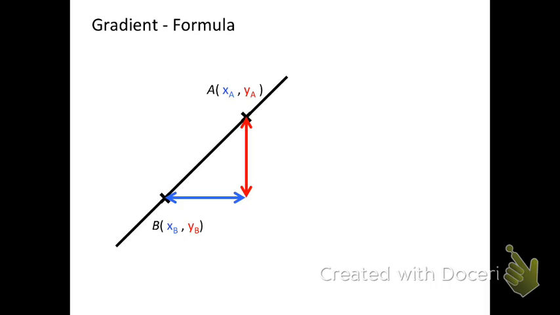Okay, so how do I calculate the gradient? So the gradient in that case would be a fraction, the red arrow, which is YA minus YB, over the blue arrow distance, XA minus XB. Once again, you realize that YA is over XA and YB is over XB. And that is how we calculate the gradient using the formula.